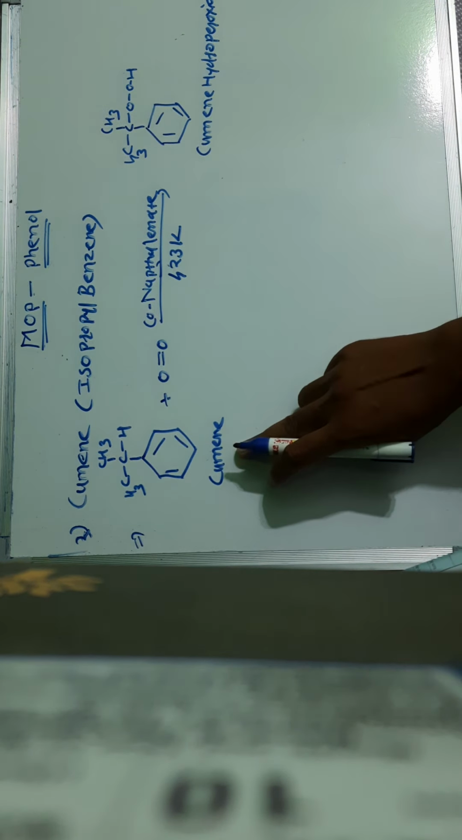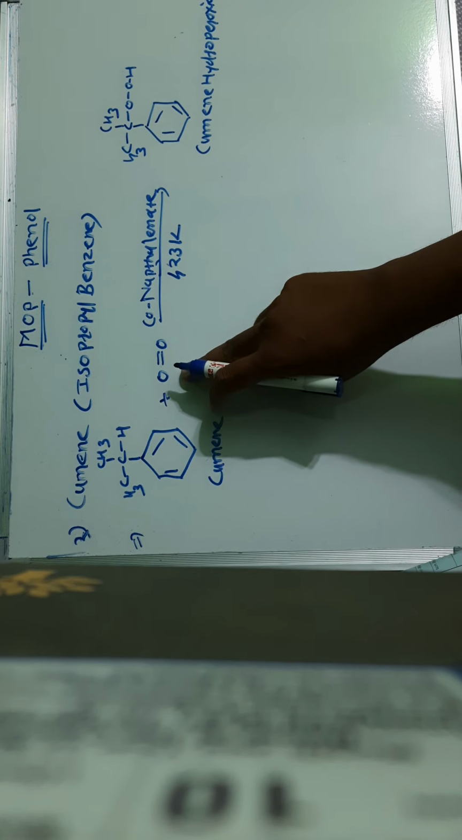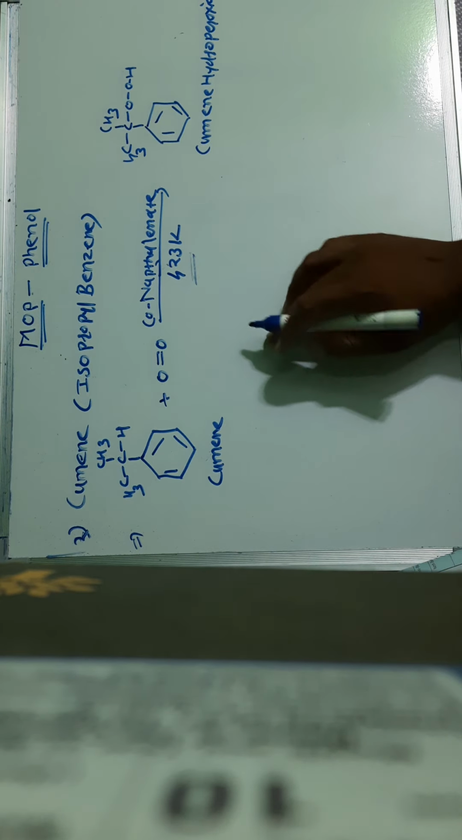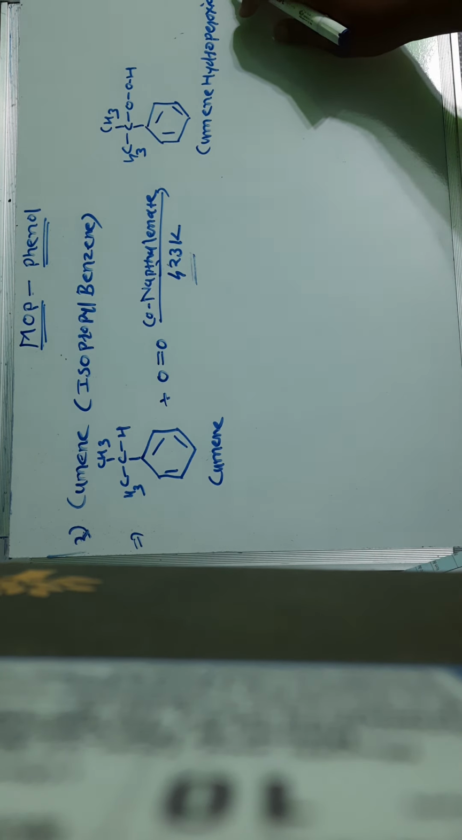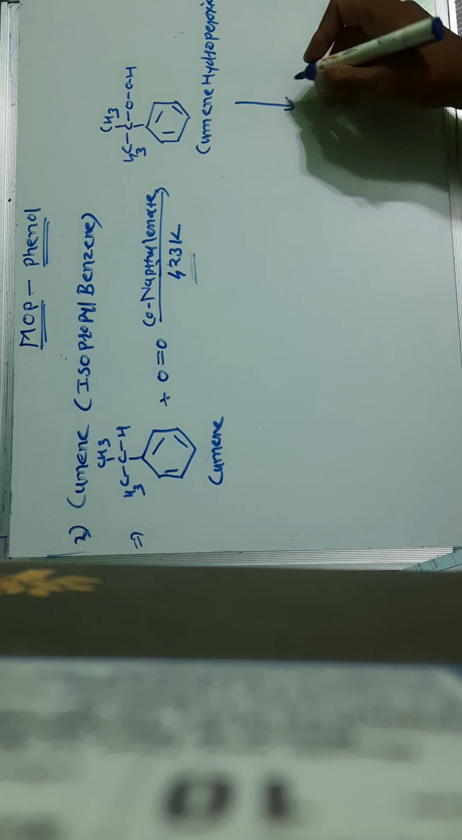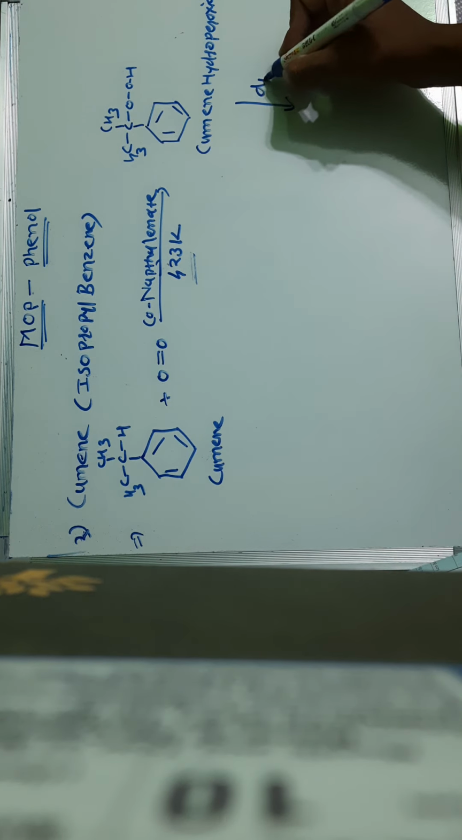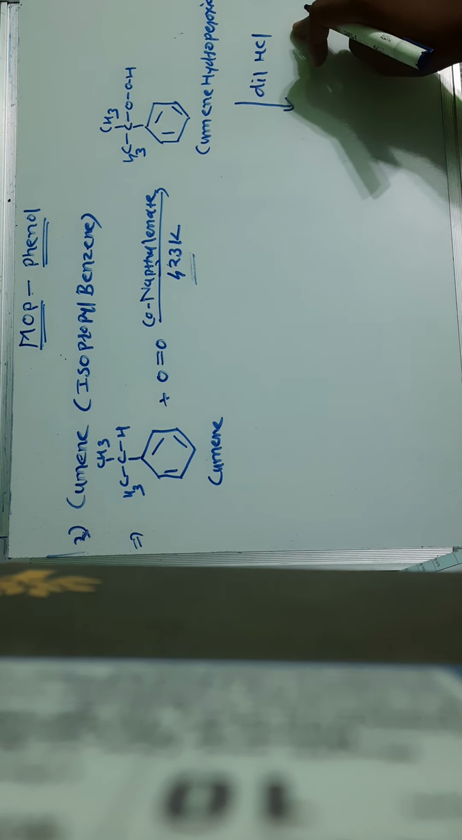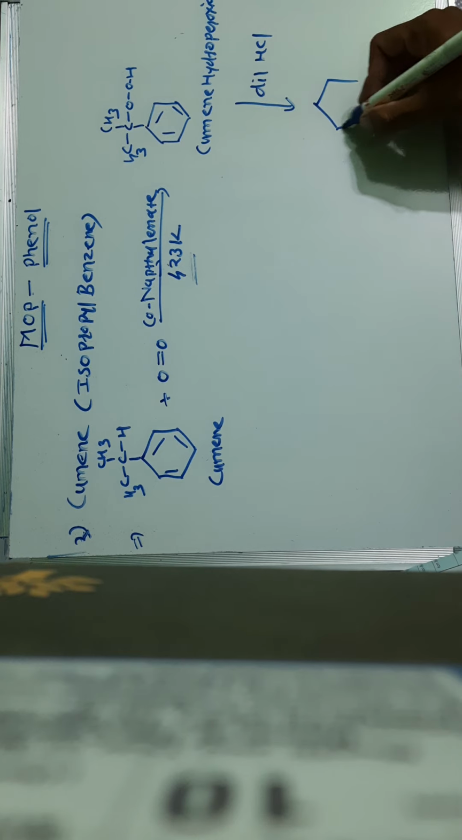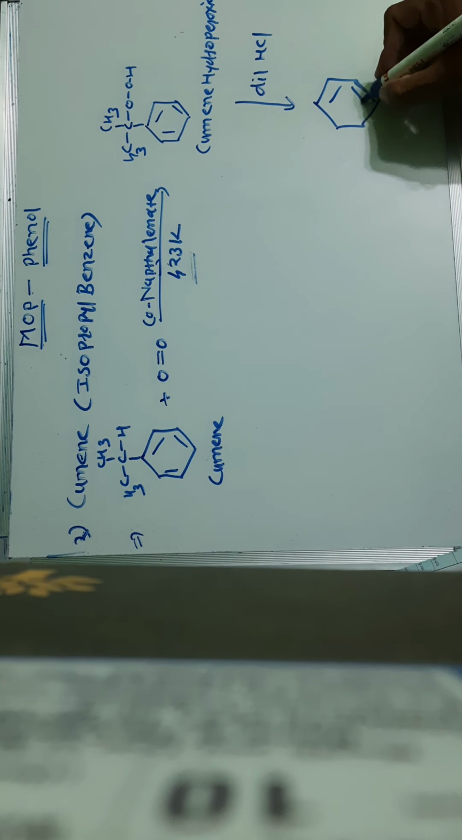In the first step we have taken the cumene, and when it reacts with the air, that is oxygen gas, in presence of the catalyst cobalt naphthenate at about 423 Kelvin, we get the intermediate product, cumene hydroperoxide. Now when this cumene hydroperoxide is acidified with dilute HCl, we get phenol with the byproduct acetone, CH3 C double bond O CH3.